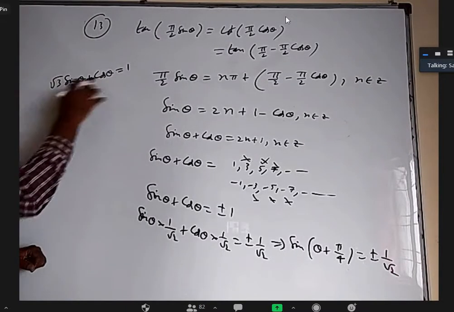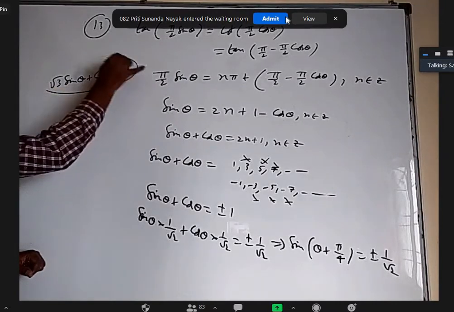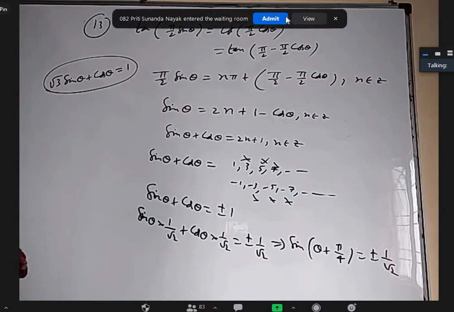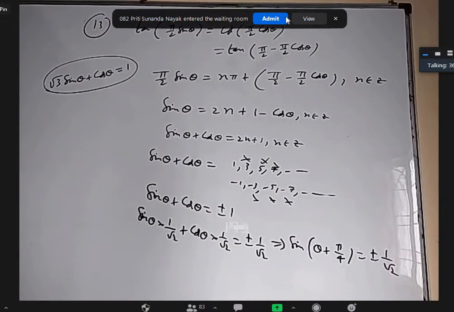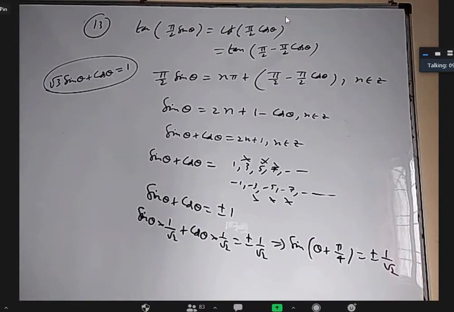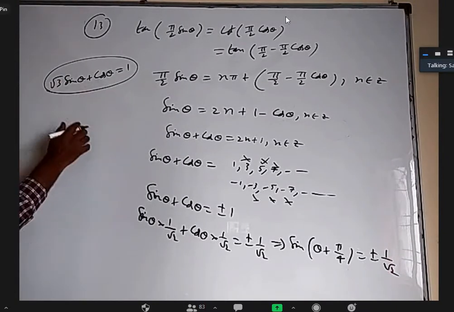Okay, I'm not asking about any particular number. I'm asking one thing. I want to solve this equation. Anybody want to give an idea how to solve? Sir, we can divide by 2 and apply sin A plus B. Okay, I can divide with 2.